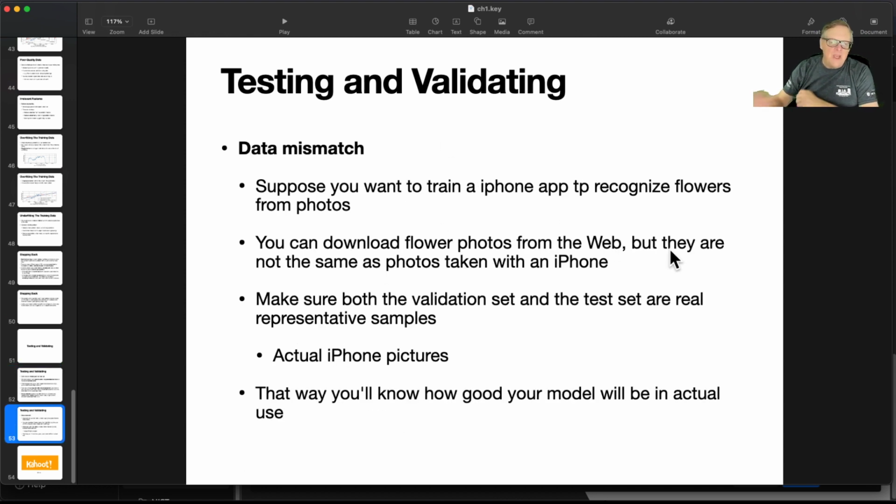All right. And so if you train an iPhone app to recognize flowers from photos, you could download flower photos from the web, but they weren't taken with an iPhone, so they're not entirely representative of the task. So it would be better if you use real iPhone pictures to train the model, and this is the issue of finding data. You do need to find data that is sufficiently representative of the actual problem.